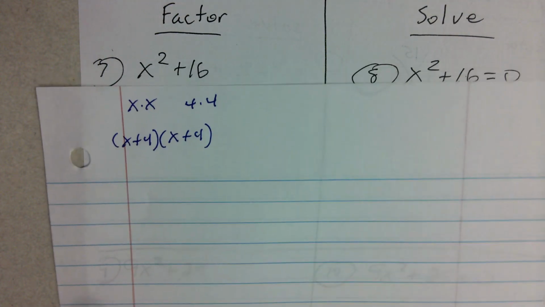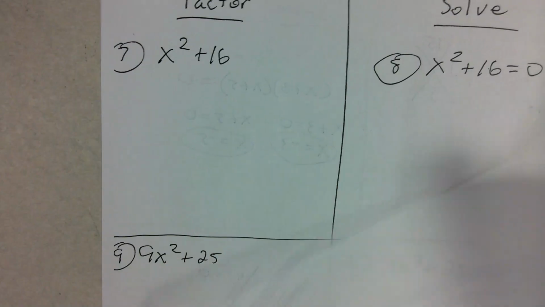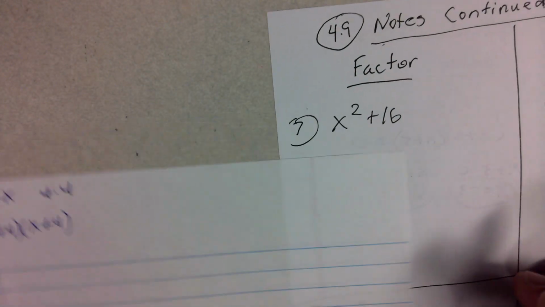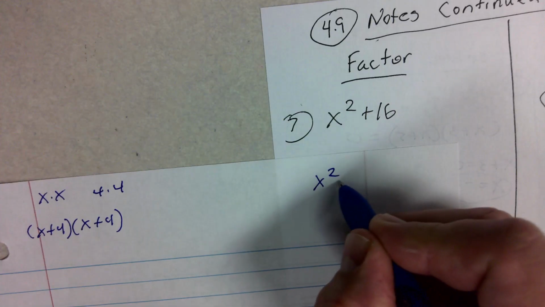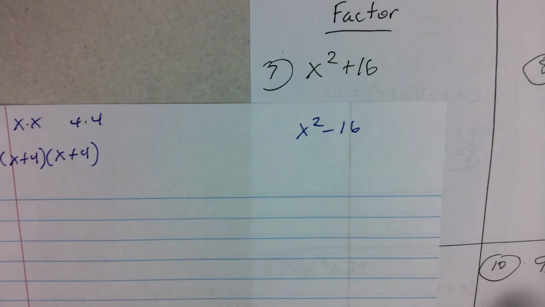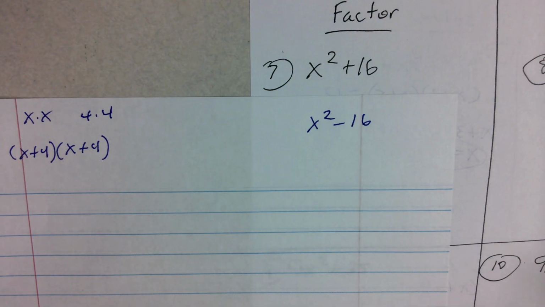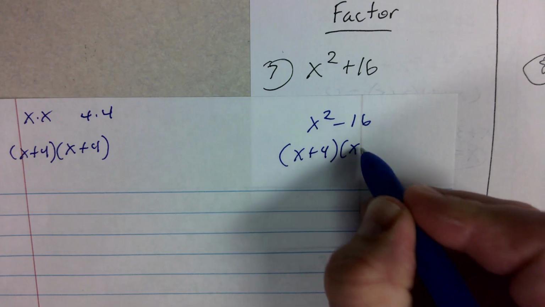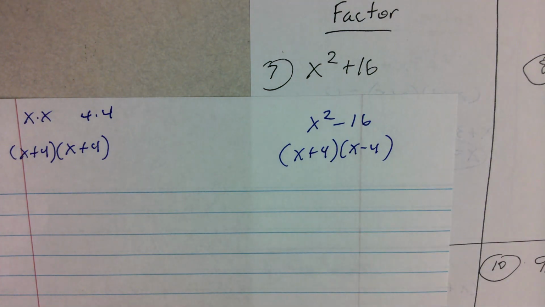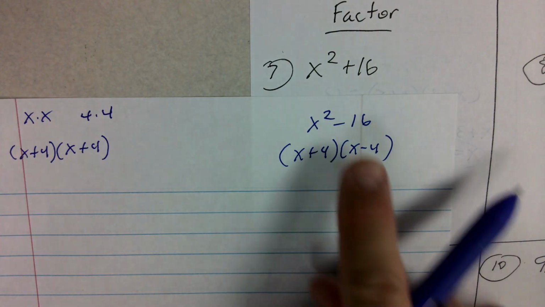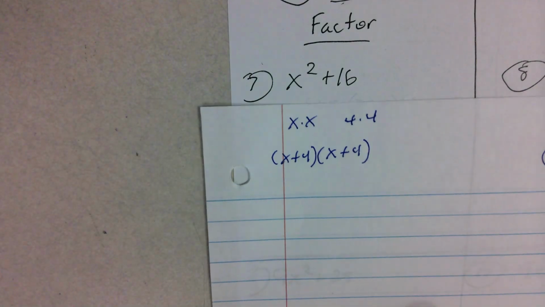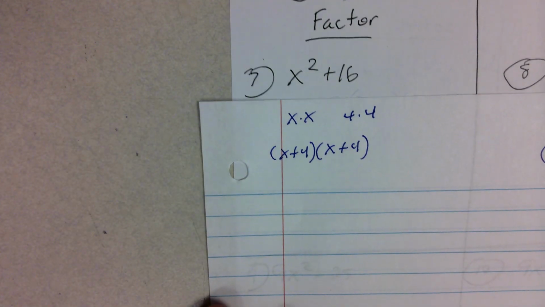If this was, let me do this. If this was x squared minus 16, okay, again, I'm going to show you this. Make sure you're paying attention. This is x plus 4 times x minus 4. That is correct. Okay, I cannot break this one apart into two x plus 4s.